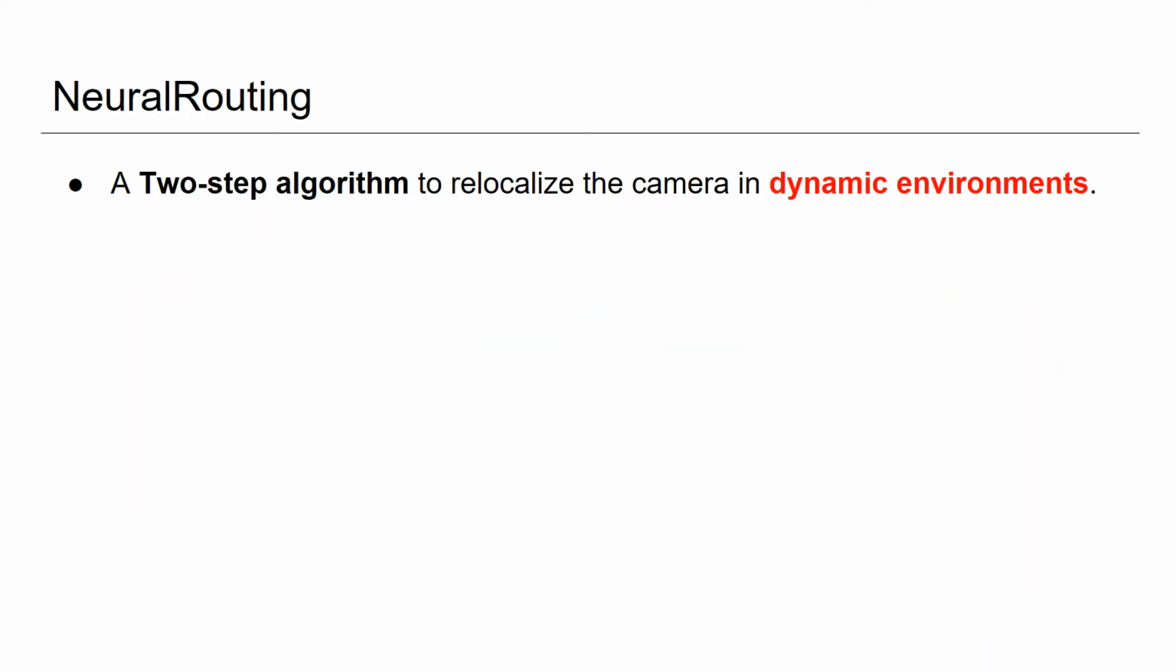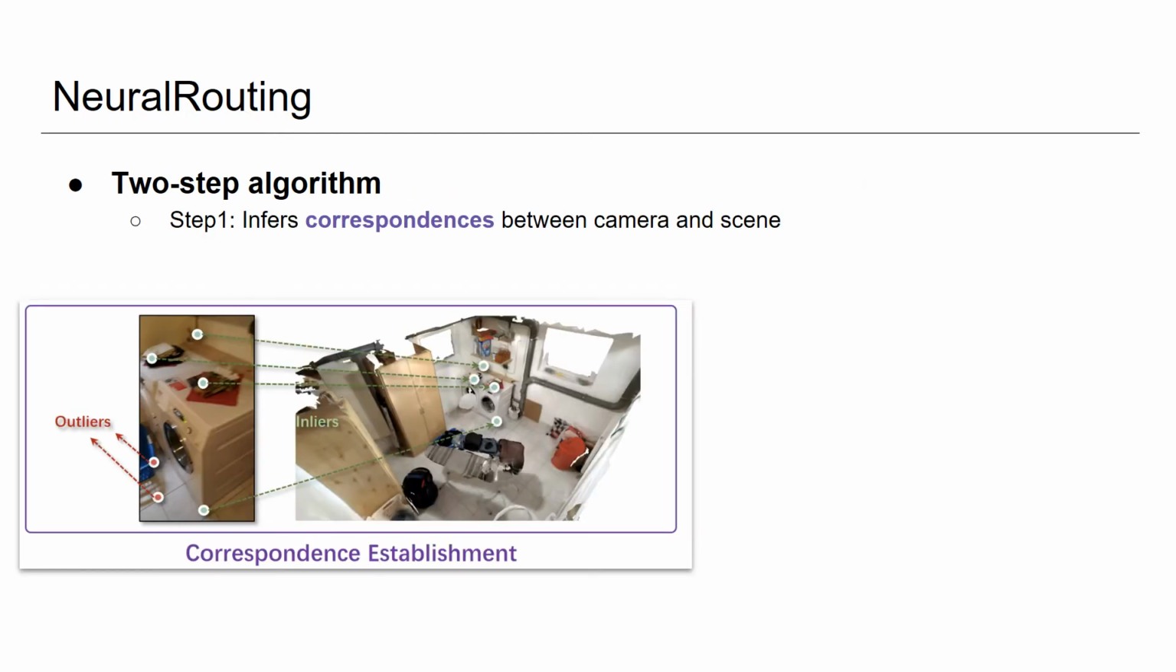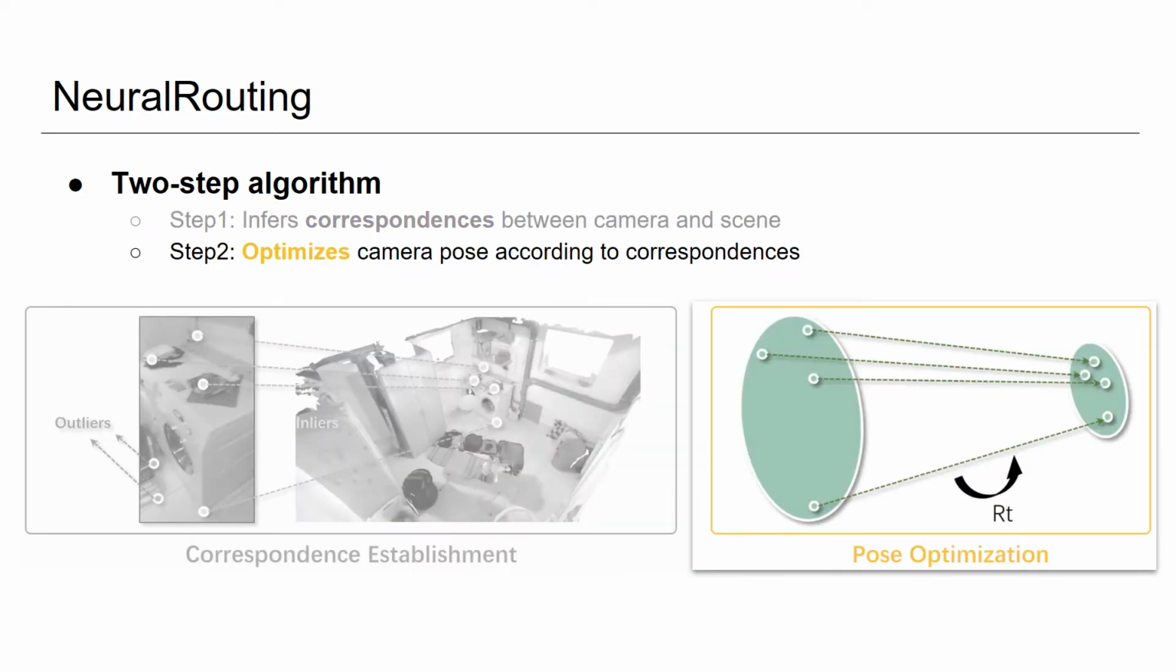To address the aforementioned problem, we propose neural routing, a two-step algorithm to relocalize the camera in dynamic environments. In the first step, a neural decision tree infers robust correspondences between camera and scene. The second step optimizes the camera pose by fitting these correspondences.